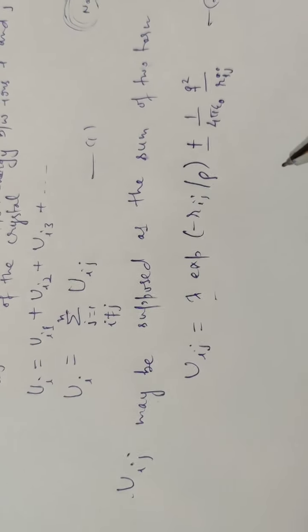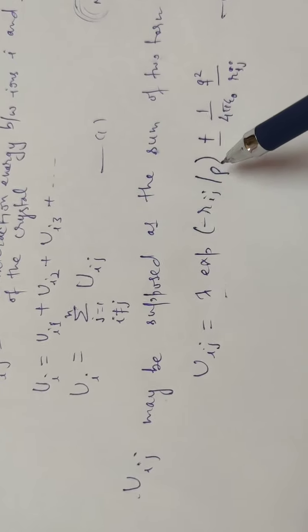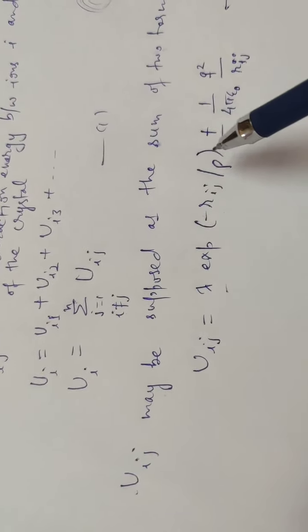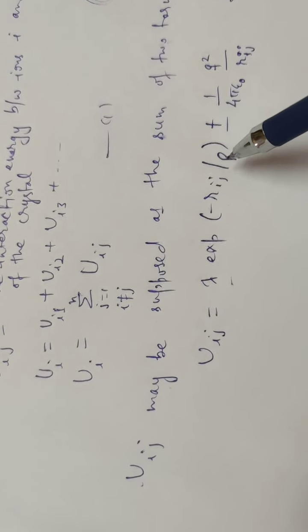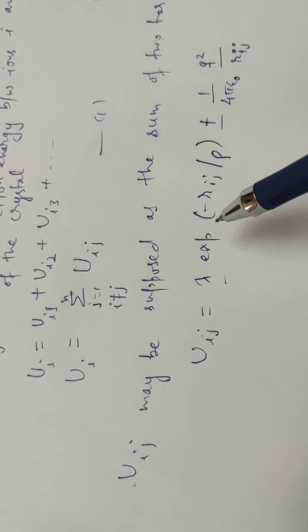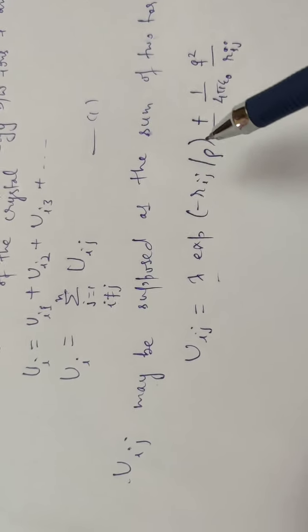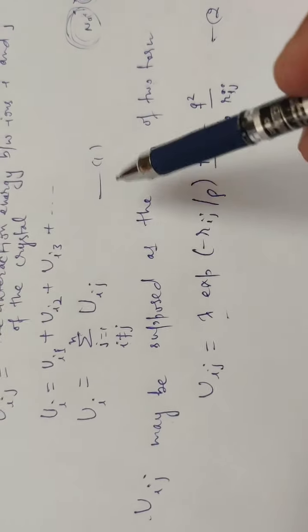Here lambda and rho are empirical factors. They are added as experimental factors, and they are related to the lattice energy, and to the compressibility of the crystal. So now let us put equation 2 into equation number 1.